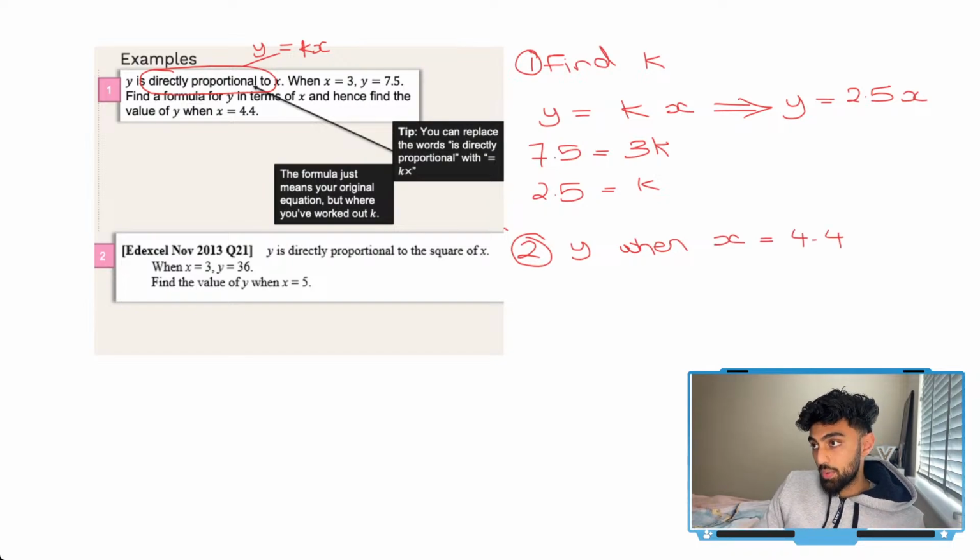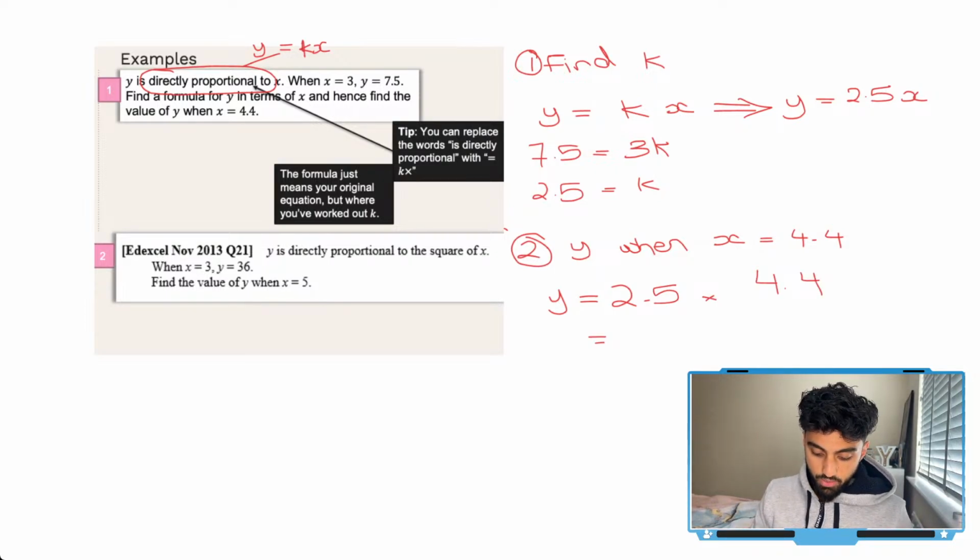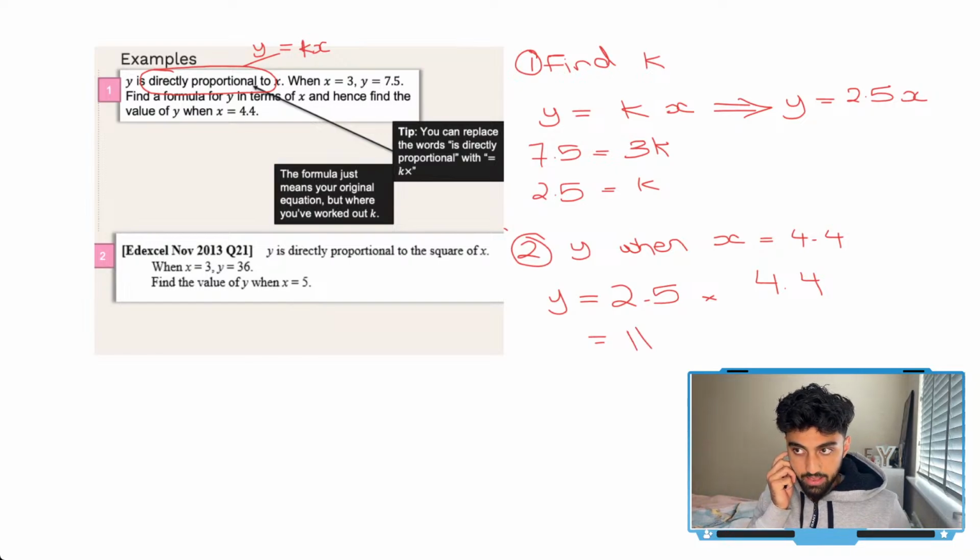So in order to do that, we're going to sub x into this original equation. So we have y is equal to 2.5 lots of x, or 2.5 times by x. In this case, x is 4.4. So we have this multiplication. If you do 2.5 times by 4.4, you get the value 11. And I hope you guys managed to get that.